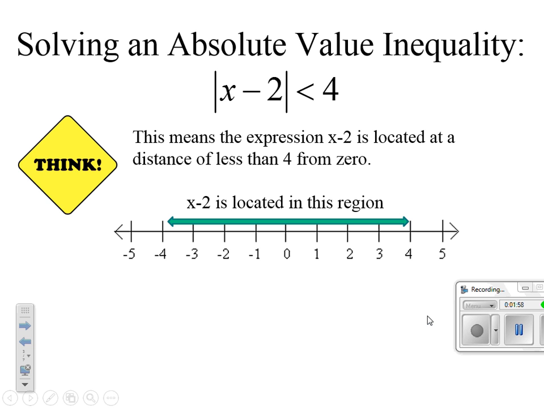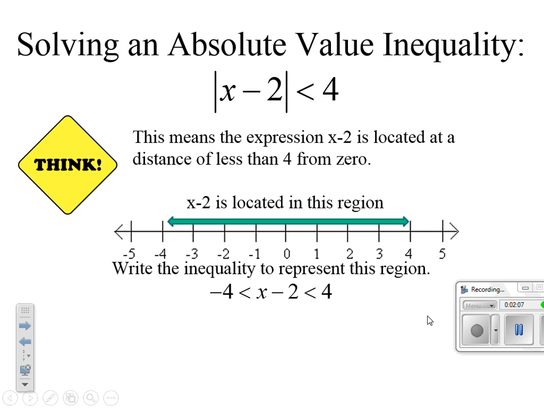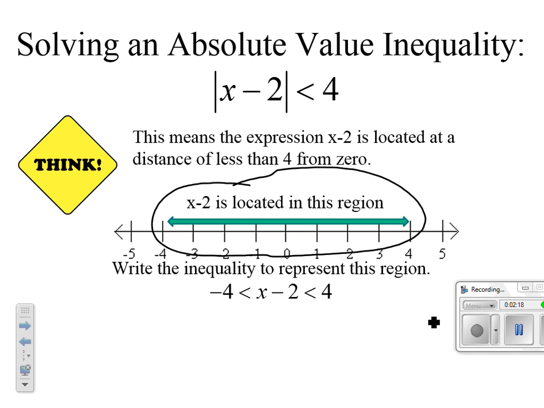So how would I set up this inequality? Well, the inequality that I would use to represent this region would be negative 4 is less than x minus 2, which is less than 4. So it has to be less than 4 and greater than negative 4. It has to be somewhere in between this region. So then once we make our inequality, we take our inequality and we solve it. So I'm going to add 2 to all 3 sides, and I get negative 2 is less than x, which is less than 6.